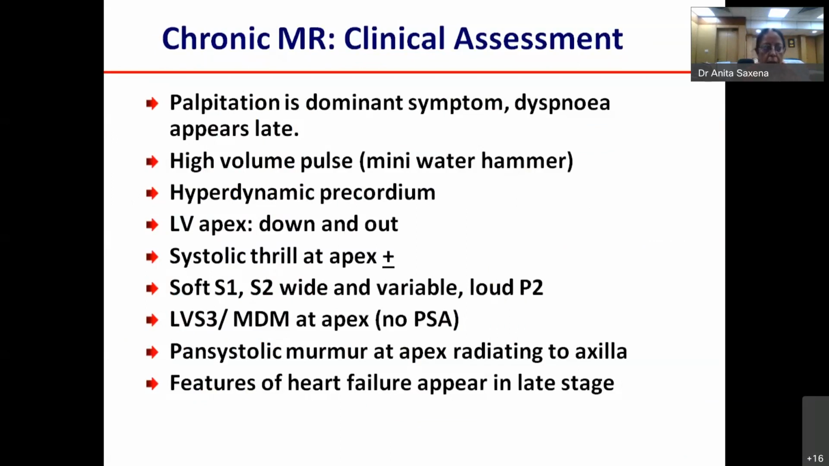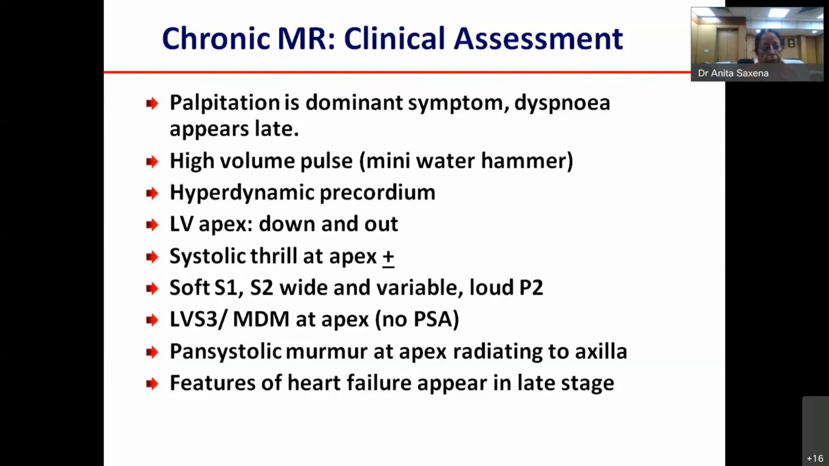They may have a slightly high volume pulse, unlike AR where you have a severe collapsing pulse. Hyperdynamic precordium may give you a precordial bulge in children. The left ventricular apex is down and out on examination. There may be a systolic thrill. S2 tends to be wide and variable, and S1 is soft. P2 may be loud if there is some amount of pulmonary arterial hypertension.